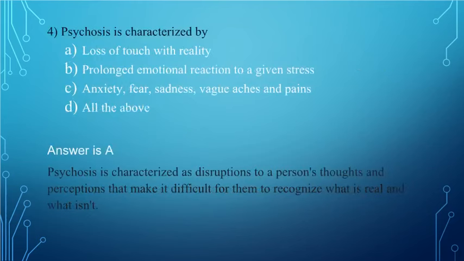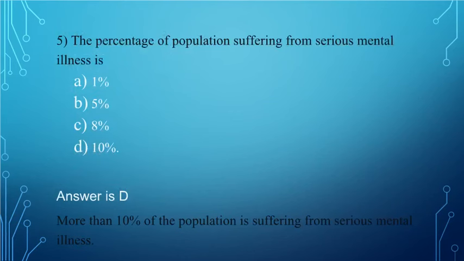4. Psychosis is characterized by loss of touch with reality. Prolonged emotional reaction to a given stress. Anxiety, fear, sadness, vague aches and pains. All the above. Answer is A. Psychosis is characterized as disruptions to a person's thoughts and perceptions that make it difficult for them to recognize what is real and what isn't. 5. The percentage of population suffering from serious mental illness is 1%, 5%, 8%, 10%. Answer is D. More than 10% of the population is suffering from serious mental illness.